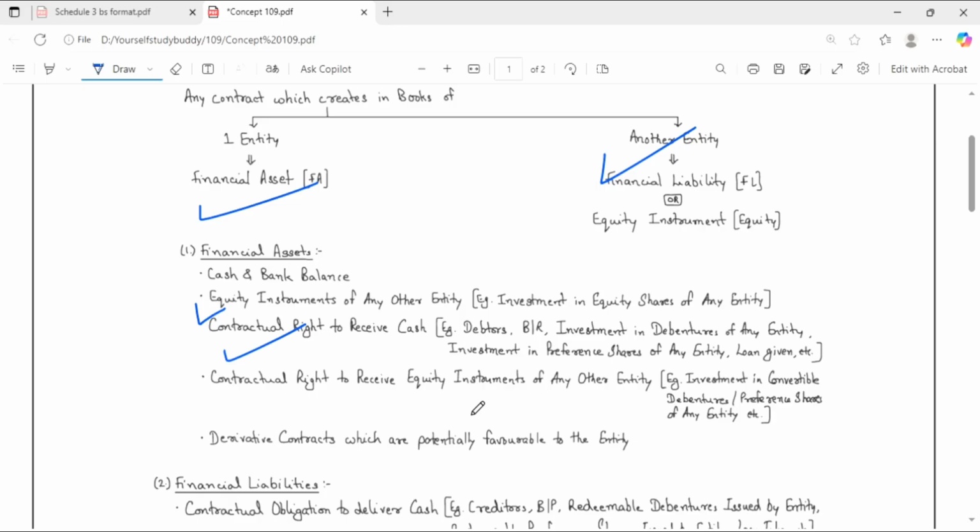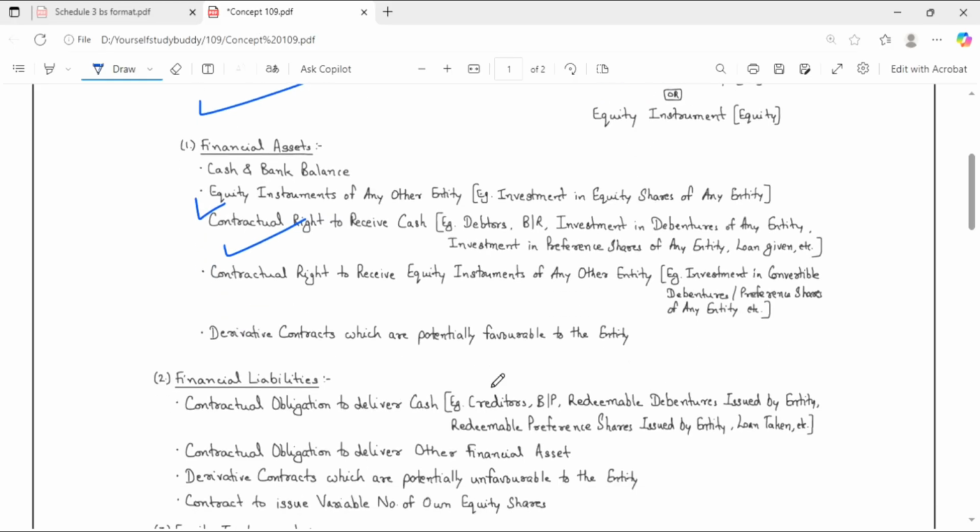Then there is a contractual right to receive an equity instrument of any other entity. I have already given the example above that I have issued convertible debentures. So if I have purchased convertible debentures, then I will also receive the right to receive an equity instrument in future. Okay, there is a contractual right to receive an equity instrument. The debentures I have taken will be redeemed by converting them into equity shares, so I will get equity shares in future. Okay, so that will now be considered a financial asset.